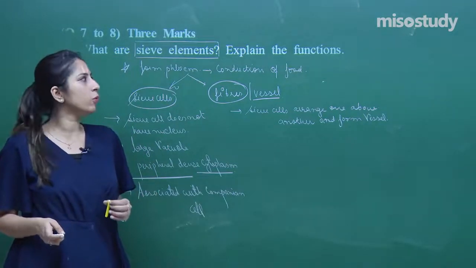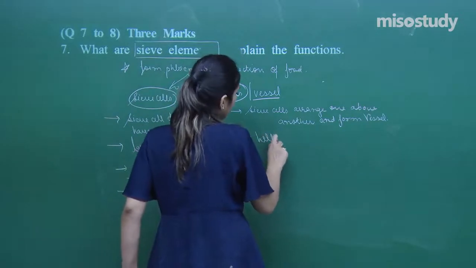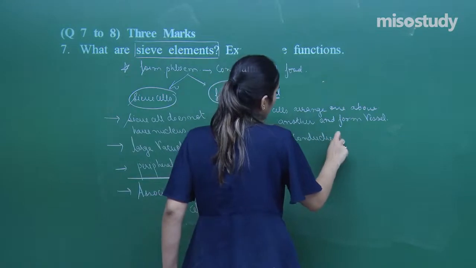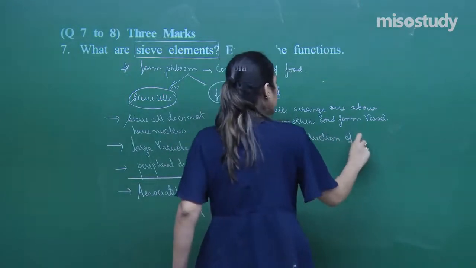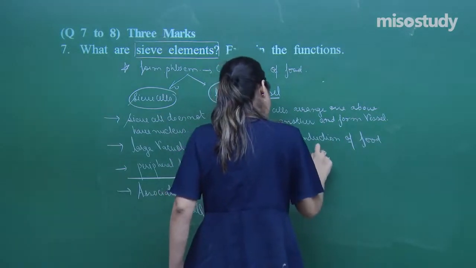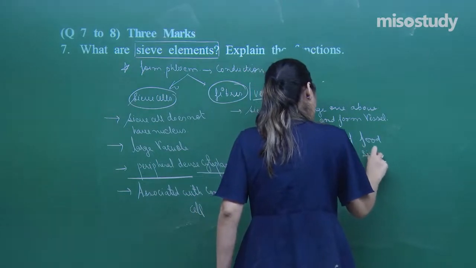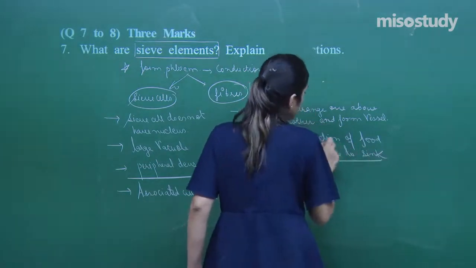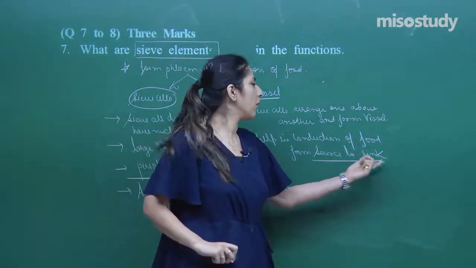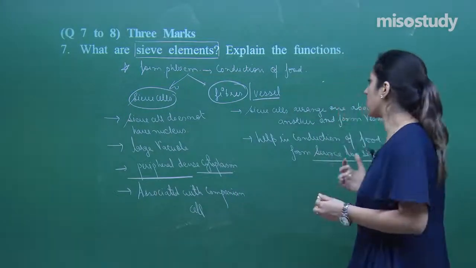Here the conduction of food occurs from two regions. They help in conduction of food from source to sink. What is a source? Food is prepared in the green part of a plant, that is in a leaf. Whereas a sink is that region where food is utilized, right, where the respiration is happening.